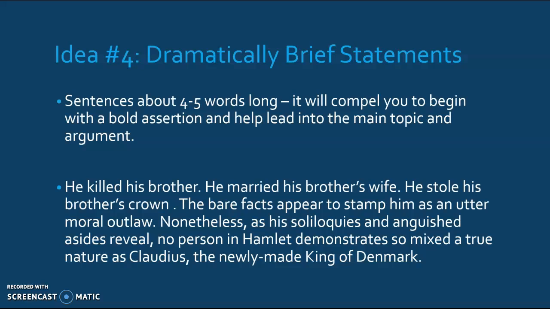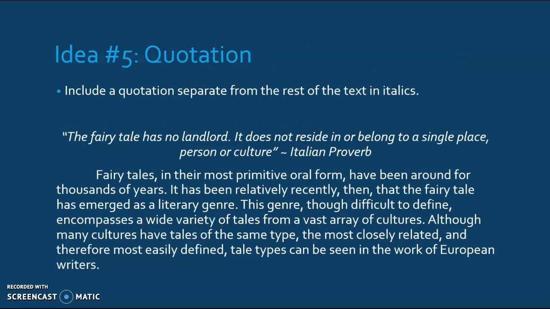Also, you could consider dramatically brief statements. This would be short sentences. If you have kind of a dramatic topic, this would work well. It doesn't work for everyone, but this could be another idea for you. And then finally, a quotation.